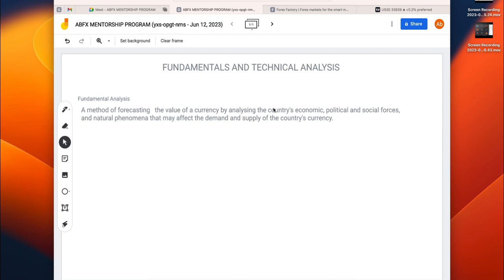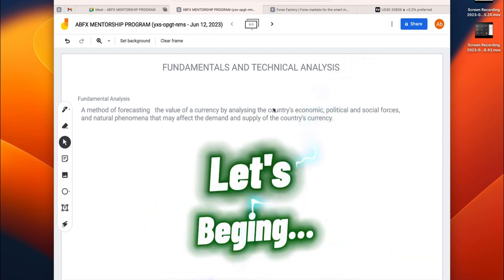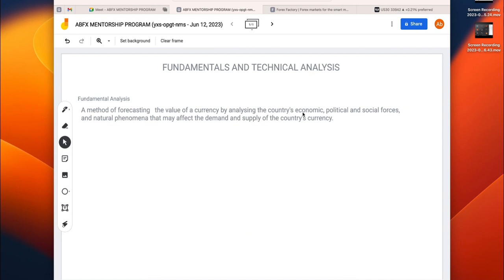So I'll be moving from this screen to show you guys how you actually do the fundamental analysis and so on, right? I'll talk about the various types of fundamental analysis. The core idea behind fundamental analysis is that the currency should appreciate in value if the future economic outlook of the country is optimistic, right?